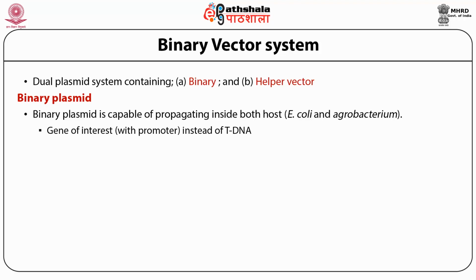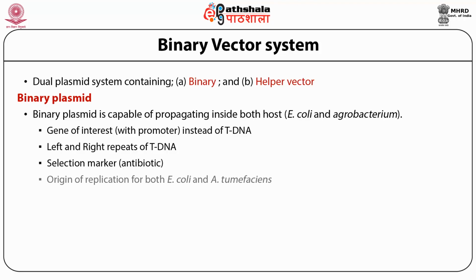We can have it with the promoter that we want in it, and the entire tDNA sequence is now replaced with our gene of interest. We can have both left and right repeats of tDNA flanking our gene of interest, though the left repeat is not important, or transformation can be carried out just with one repeat, that is right repeat of tDNA. In a binary plasmid, we also have a selection marker, which is again an antibiotic. And also this plasmid contains two origins of replication, one which allows its replication in E. coli, and second which allows its propagation or replication in agrobacterium.